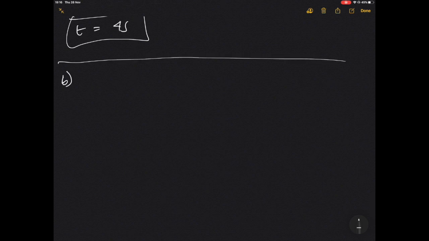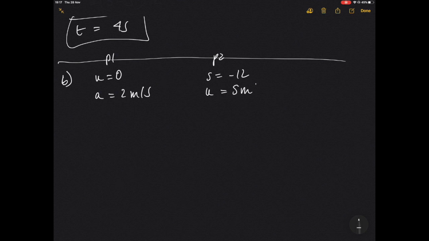A particle starts from rest, so our u equals 0, at point 0, and moves on a straight line with an acceleration of 2 meters per second squared. At the same time, another particle, maybe P1, P2, is 12 meters behind the first particle, so our s equals minus 12. It also begins traveling in the same direction with a velocity of 5 meters per second and an acceleration of 3 meters per second squared.